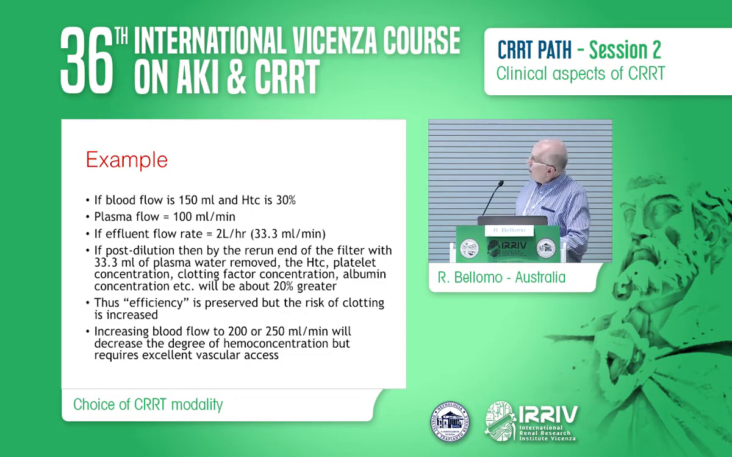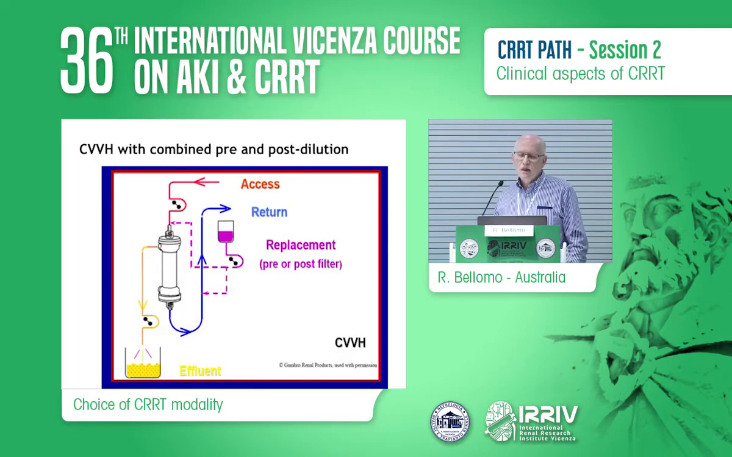And this is an example. So you've got the same blood flow. Now the hematocrit is 30%. The plasma flow will be 100 mils. Same effluent rate. And you see that by the end of the filter, the plasma water will be removed, the hematocrit, the platelet concentration, the clotting factor concentration, everything will be increased by about 20%. And this efficiency is preserved, but the risk of clotting is increased. And of course, if you increase the blood flow, that hemoconcentration proportionately will be decreased.